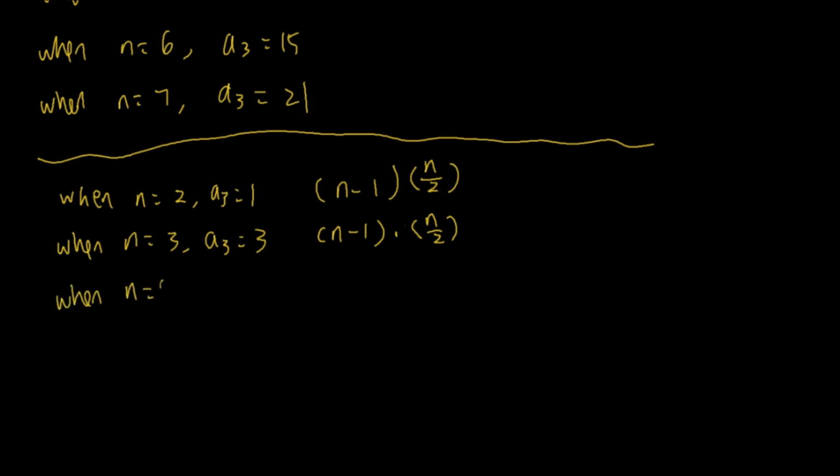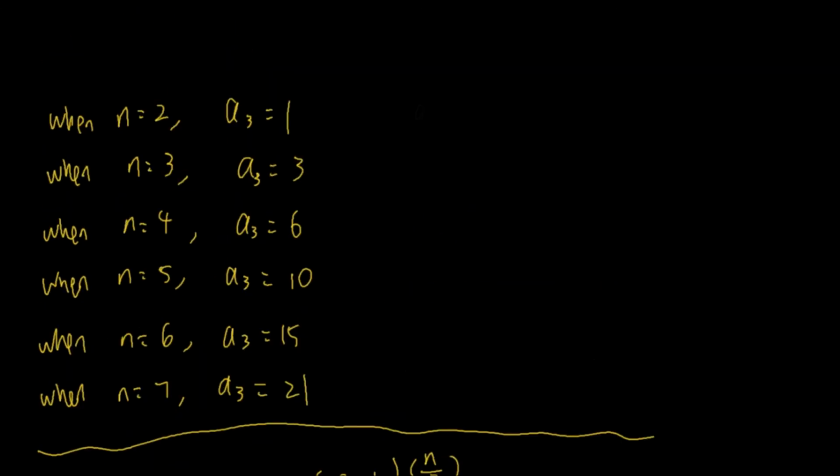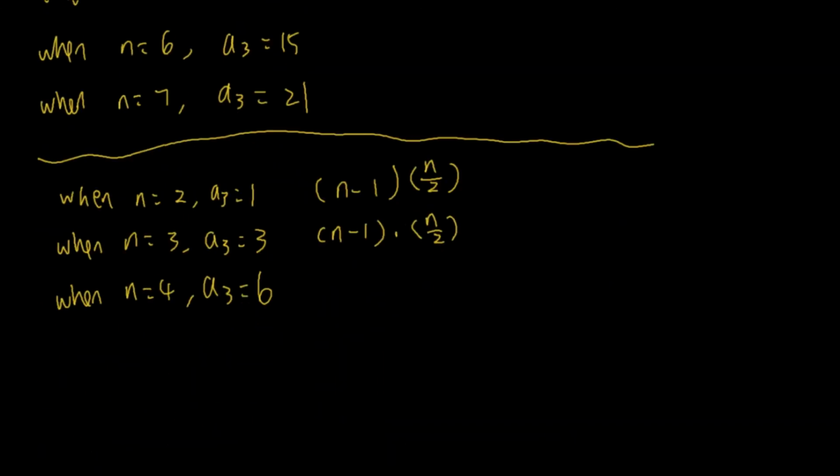When n is equal to 4, a3 is equal to 6, if I remember correctly. Yes, it is, so 6. Now think about this. We start with n minus 1 because when you plug 4 into the n minus 1, it's just 3. So 3 times what gives you 6? Because we have to make sure that this is equal to a3. 3 times 2 is equal to 6.